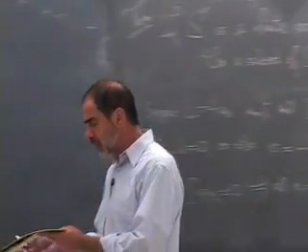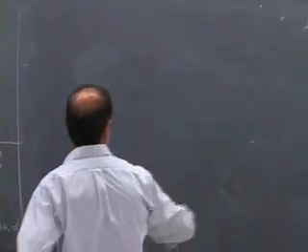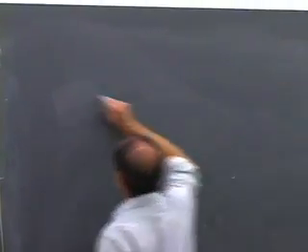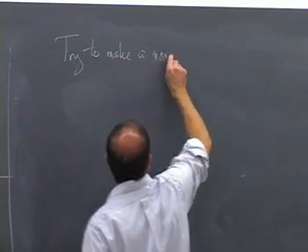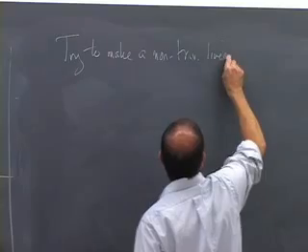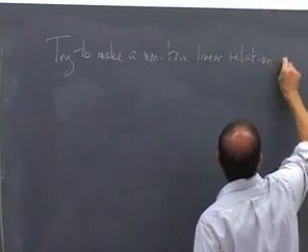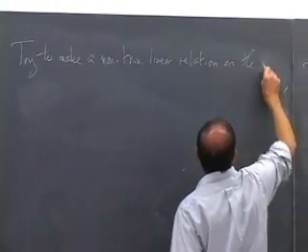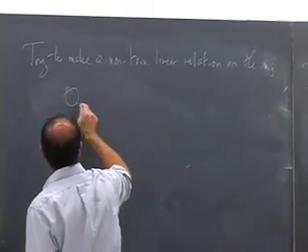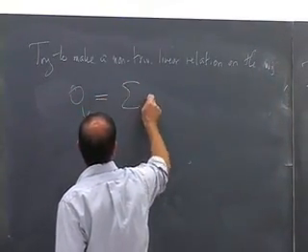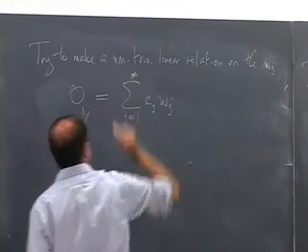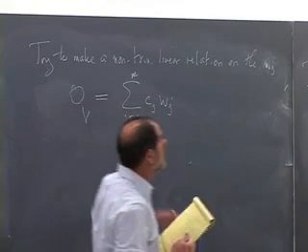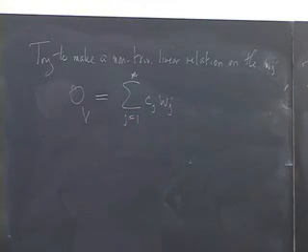Now, suppose I want to make a non-trivial linear relation on the Wj. So in other words, I'd write 0 in V as a combination of Cj Wj, j equal 1 to m. We're not supposed to be able to do that unless all the c's are 0, right? That's the hypothesis that the W are linearly independent. But let's see what such a linear relation would mean.